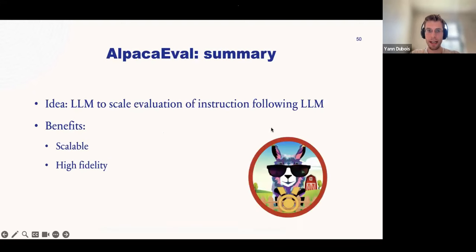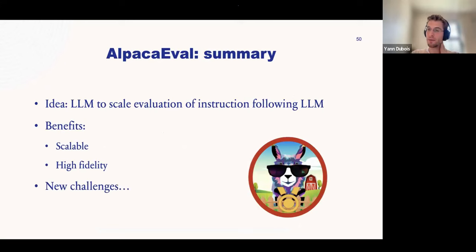So the summary about AlpacaEval and, more generally, LLM-based evaluation is that we use an LLM to scale evaluation of instruction following LLMs. The benefit is it's scalable, and actually, if you spend some time on doing things well, you can get high fidelity in the sense that they agree with humans. So the LLM judges agree with humans. So that all seems great.